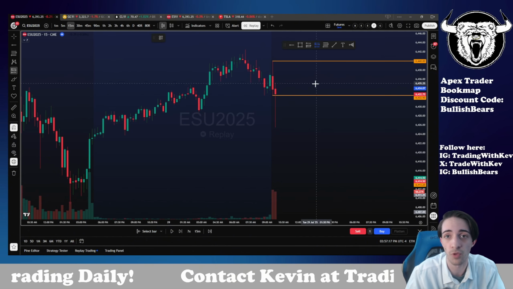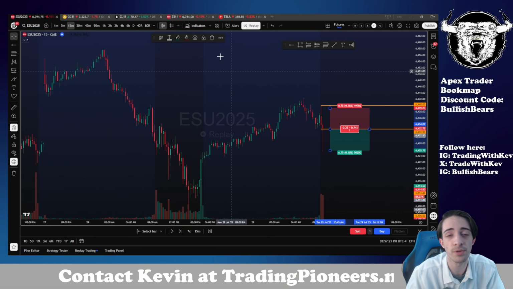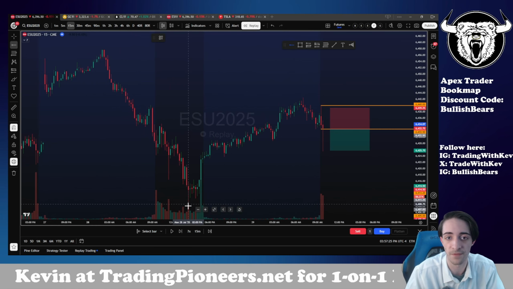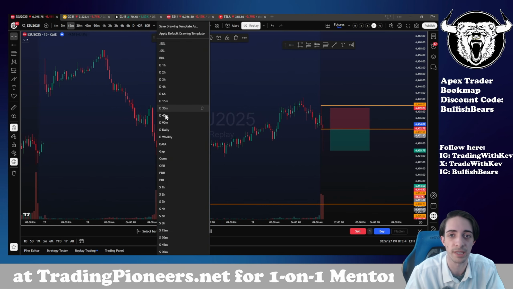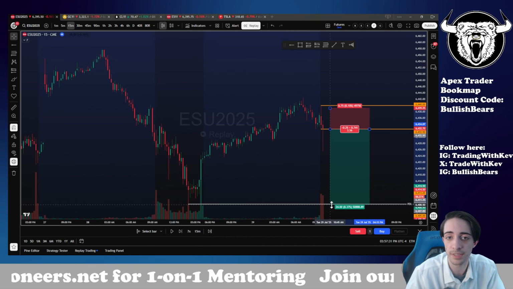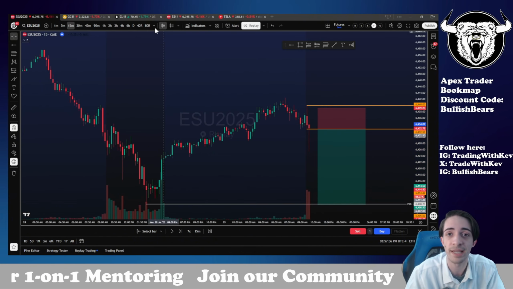Now at this point, what we can look for if we're expecting a breakdown and continuation is we can always look for a previous day low as a target. So here we have our previous day low. We'll mark that out as our PDL, previous day low, and we can look to see if price wants to hold below our ORB and continue lower.